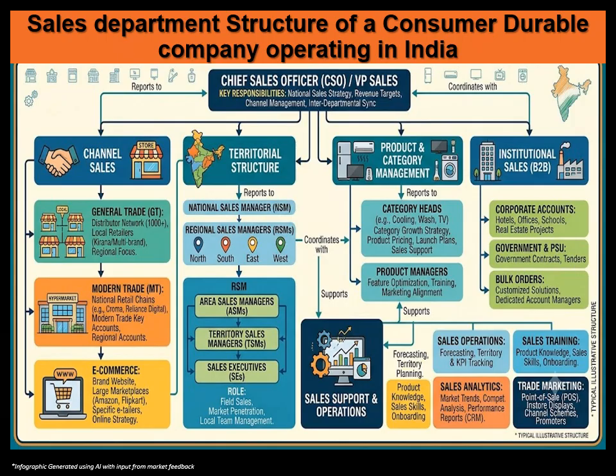Product category, product and category management, again is a sub function which is responsible for promoting different types of product in a consumer durable company. For example, cooling, air conditioning, washing machines, electronic items like TV. These are the different categories. So these category heads are responsible for the growth of these different individual categories.